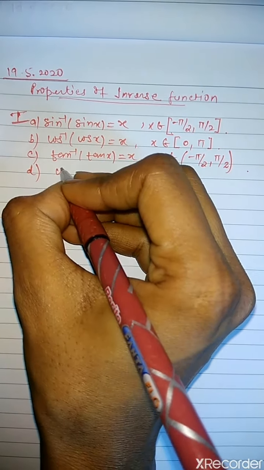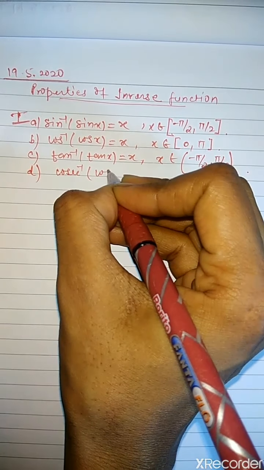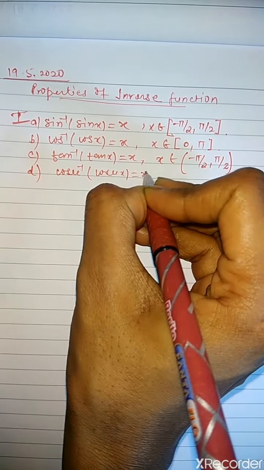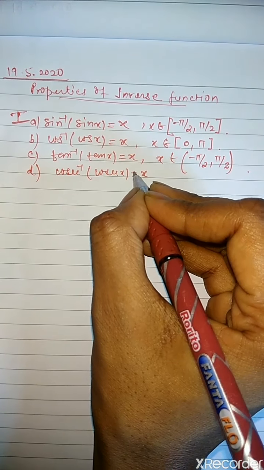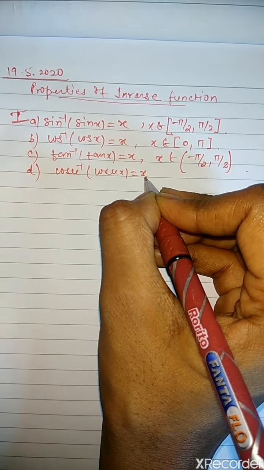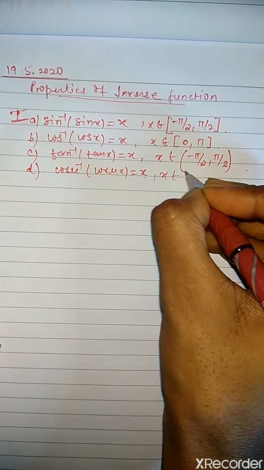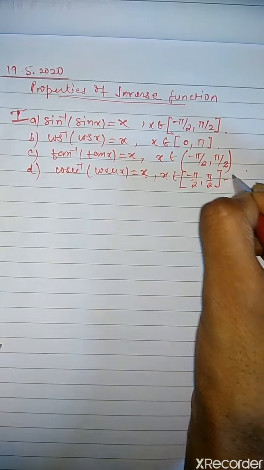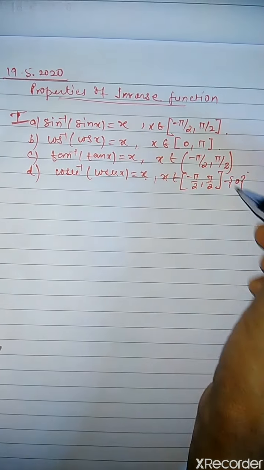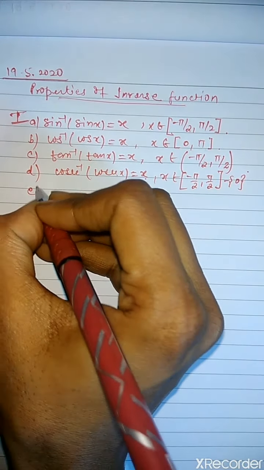Similarly, when we have a function of the same kind within the bracket, we get the function itself. So we are left with only x. Here x belongs to minus pi by 2 to plus pi by 2 excluding 0. Earlier we have seen these properties.